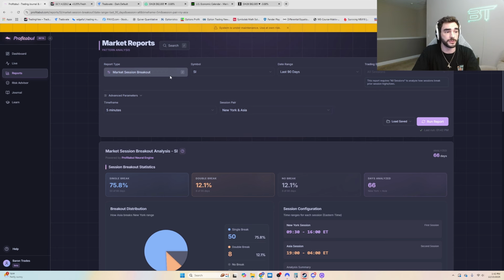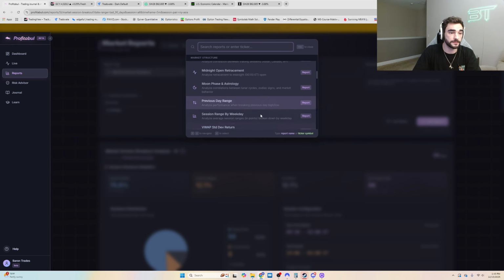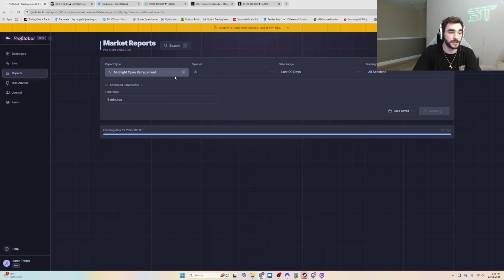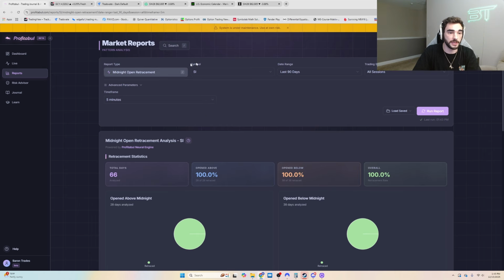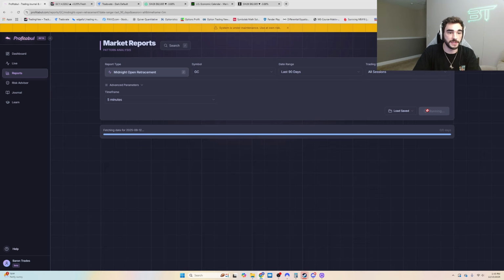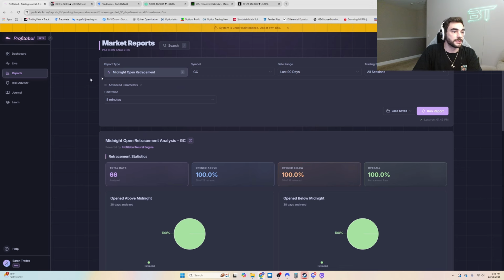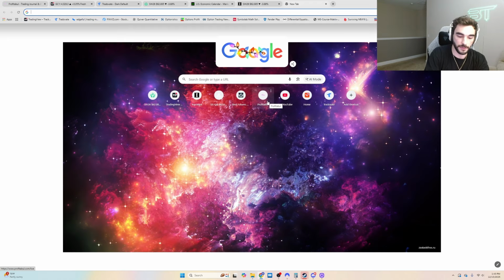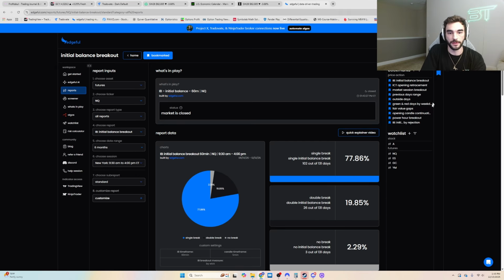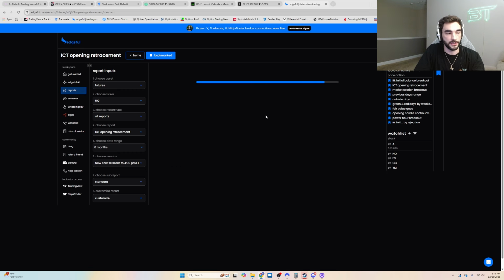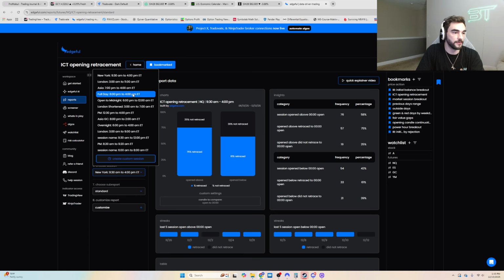If I hop over to something like midnight open retracement, let me see if this is the right report. Midnight open retracement, it is. Okay, so if I look at GC, last 90 days, maybe this report isn't working properly. So I'm going to hop over to Edgeful because I do know that report is in Edgeful. It's going to be the ICT opening retracement. I'm going to look at this for NQ, and I want to look at this for London.